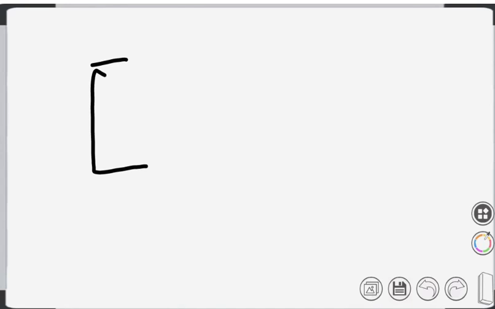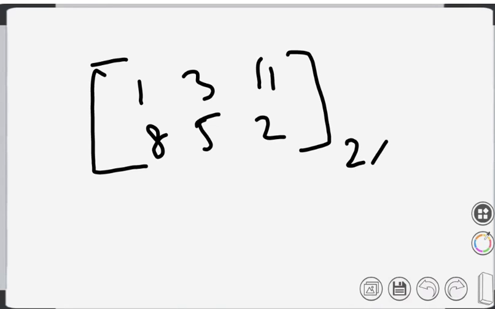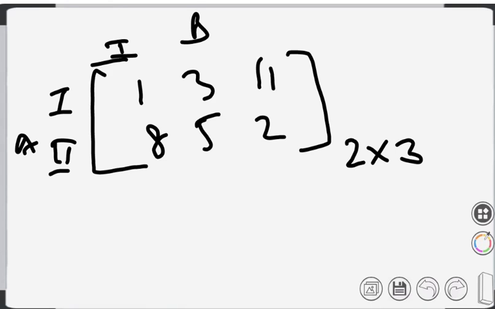So we have 1, 3 and 11, 8, 5 and 2 as the payoff matrix, and this is a 2 cross 3 game, because A has 2 strategies and B has 3 strategies. We do not know how to solve a 2 cross 3 game. We only know how to solve a 2 cross 2 game if we are applying mixed strategy. Now listen very carefully to what I'm saying.